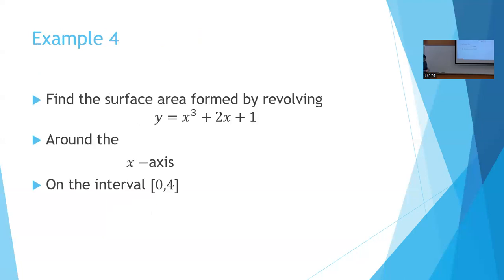So let's try to do this. Let's find surface area formed by revolving y equals x to the third plus 2x plus 1 around the x-axis on the interval from 0 to 4, closed interval from 0 to 4.